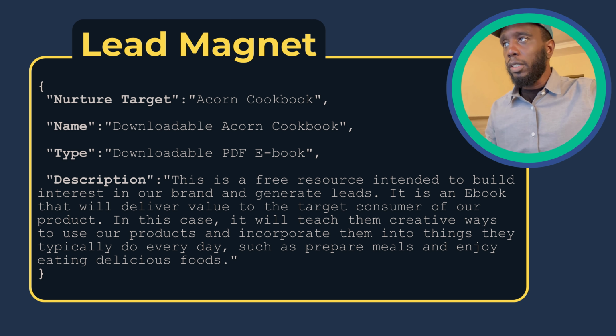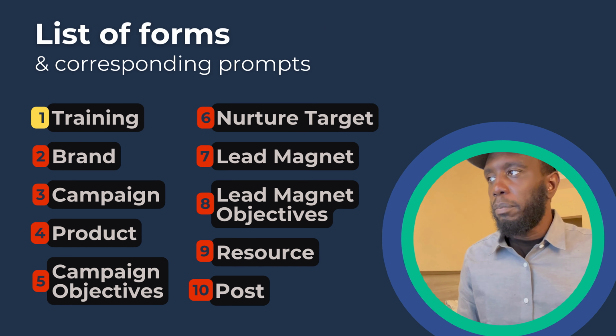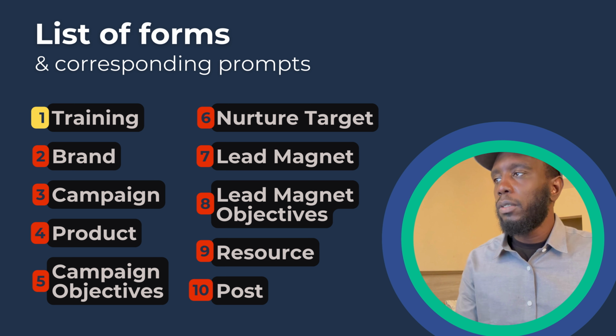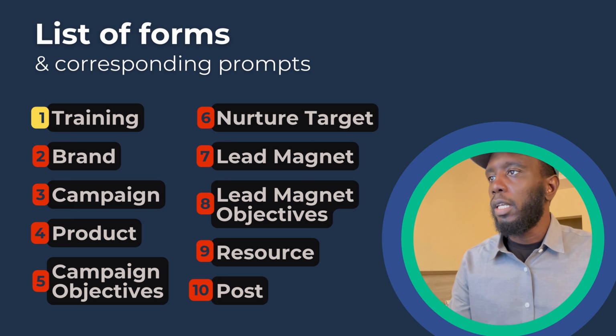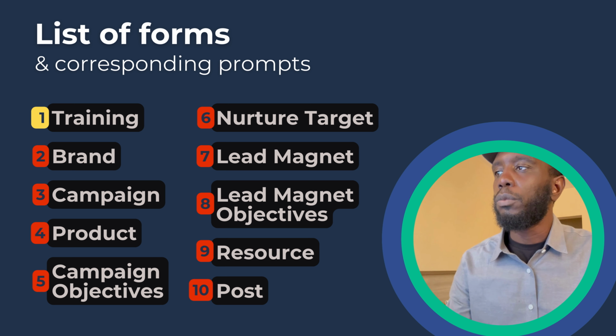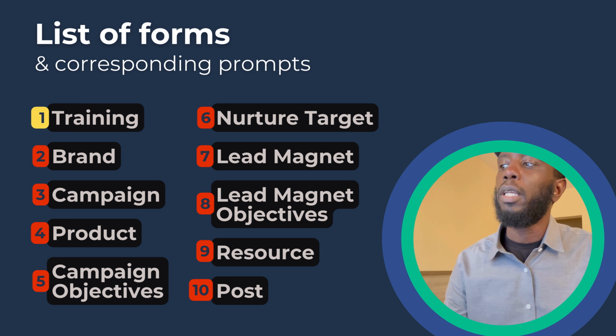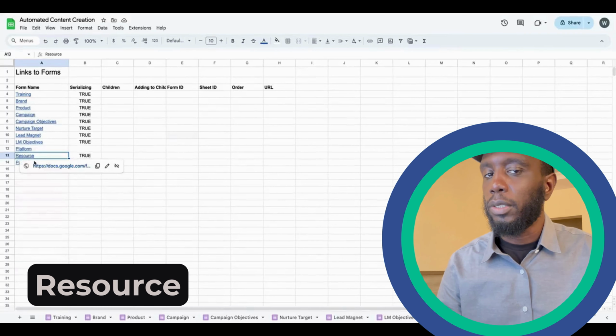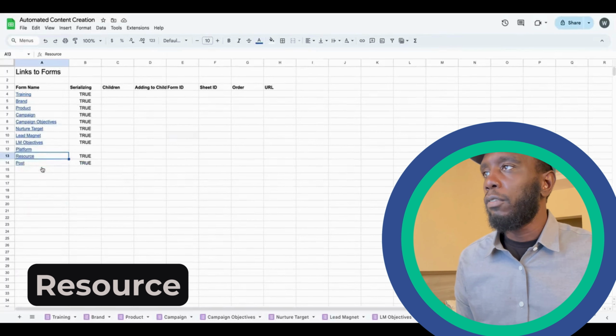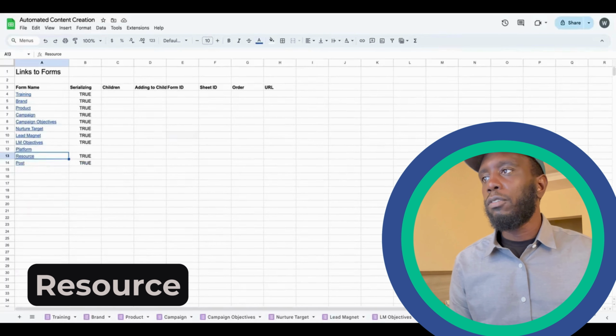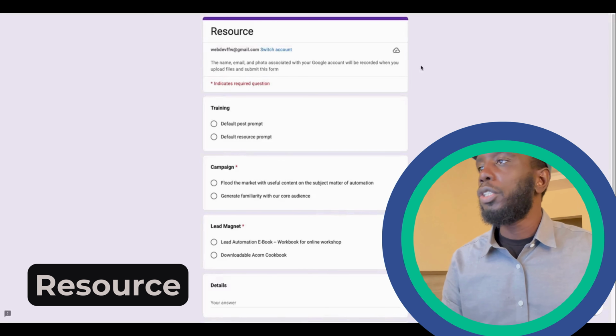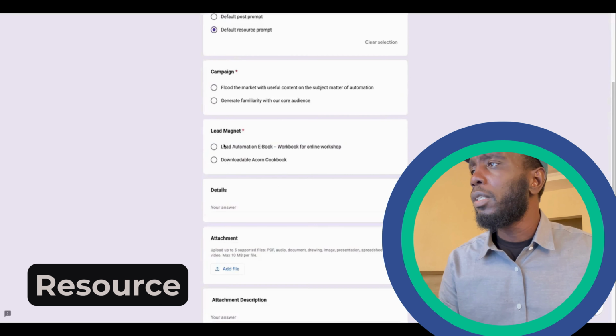And so far, so good. We're going to move past the lead magnet objectives. We won't be establishing that. And just using the same methodology, we're going to get to the meat and potatoes of this whole thing, and that's the resource. We're going to develop that. Just go back to that forms links sheet and find the form for a resource. Let's fill it out. Choose which prompt we're going to use, the campaign and the lead magnet.